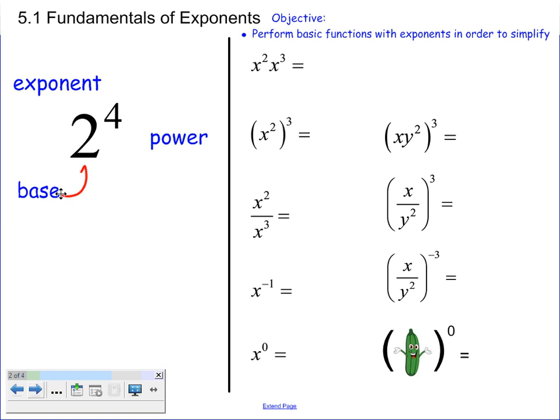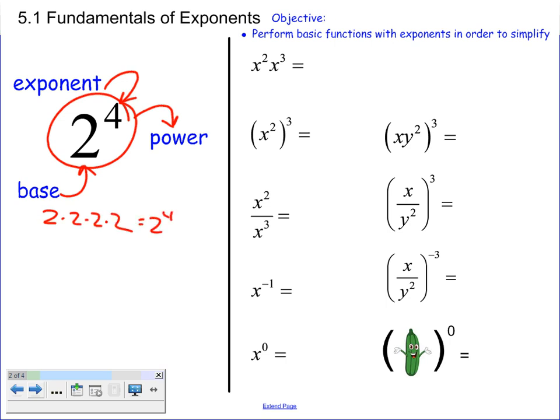The base number is the bottom number down here. The exponent is the 4, and then 2 to the 4th power, the whole thing is the power, okay? So that's obviously 2 times 2 times 2 times 2, which is 2 to the 4th, which is simply 16, okay? So 2 is the base, 4 is the exponent, and then 16 is the power, okay? All right, so here's some different things we should know how to do.